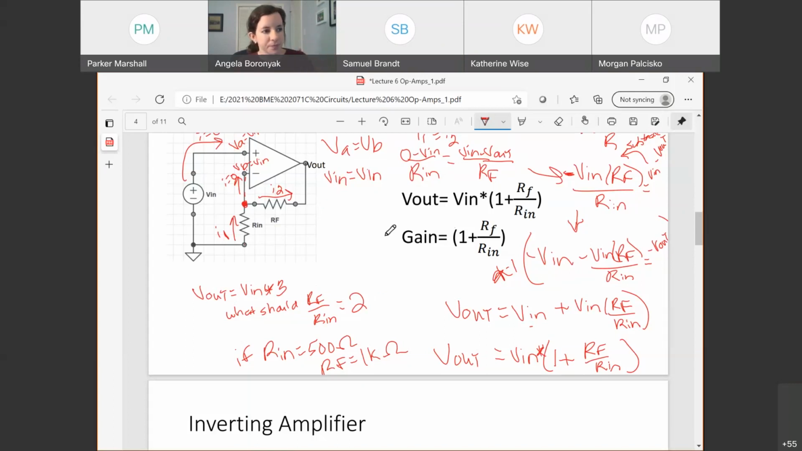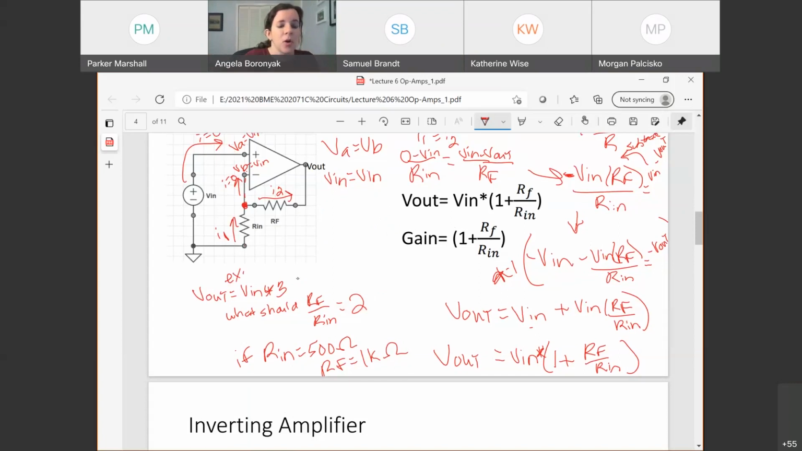Okay, so why is V out equal to Vn times 3? Just an example of saying I want to do that. What if I want V out equals my voltage in, I want to take my voltage in and multiply it by 5? Then what do I want RF over Rn to be? 4, right? What you multiply Vn by, this whole term, is called the gain.